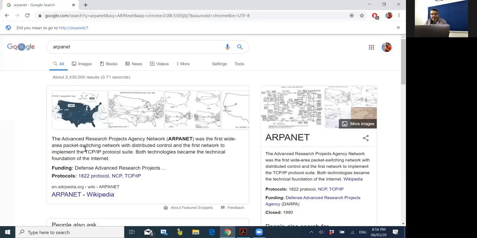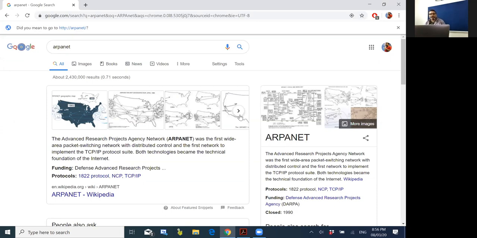This is the first network. ARPANET, one of the earliest forms of network back in the 70s in USA, was the Advanced Research Projects Agency Network, ARPANET. This was an early form of packet switching, wide area network.